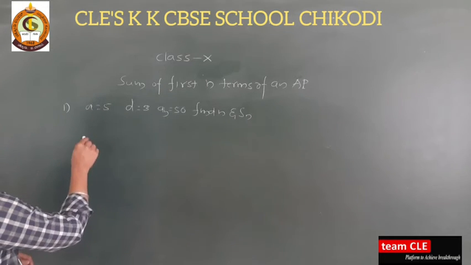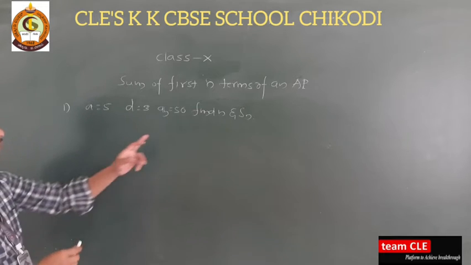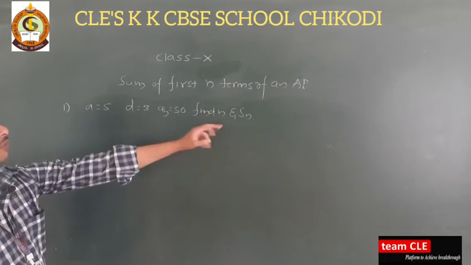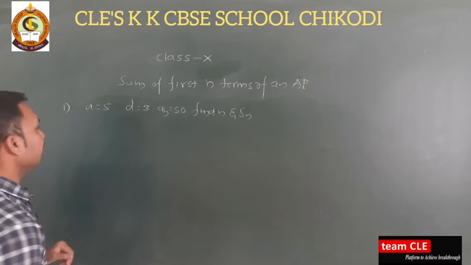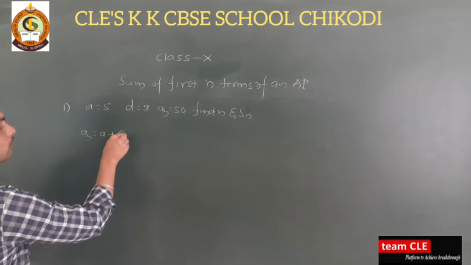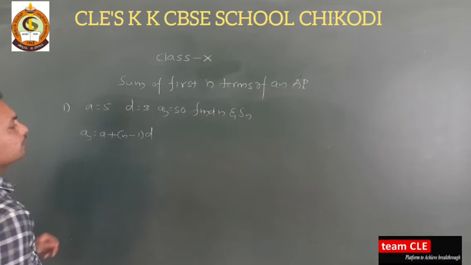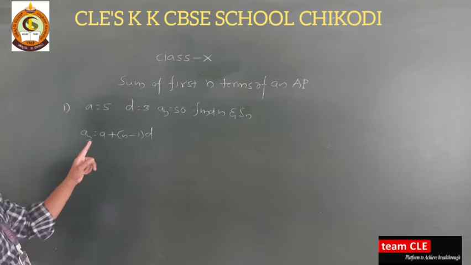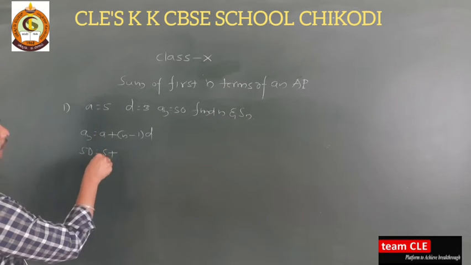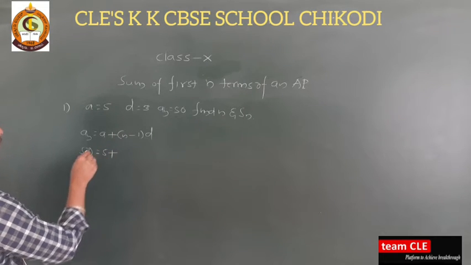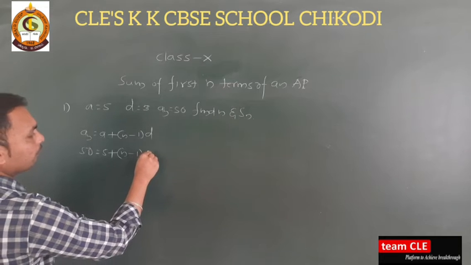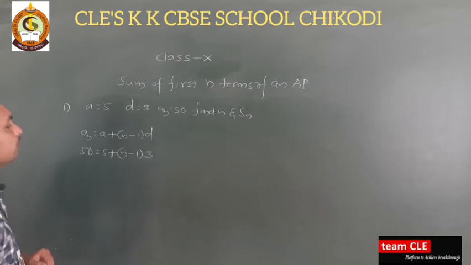Now here we need to find n. For that we can use one formula, and to find Sn we need to use one more formula. Very first, we have an is equal to a plus n minus 1 into d. This formula we can use. An is already given, it is 50. A we have 5 plus n minus 1 into d.